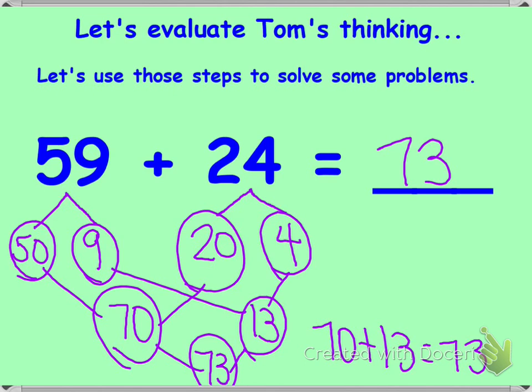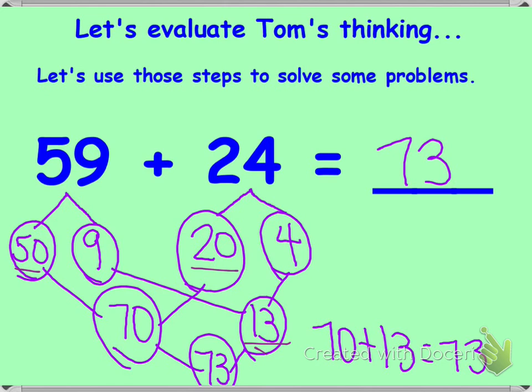So now remember the first thing that we need to do is break apart both numbers into tens and ones. So he did that. 59 was 50 and 9. 24 is 20 and 4. Then he added the tens together, 50 and 20 to make 70. Then he added 9 and 4 to make 13. So now he got 70 plus 13, and he got 73.